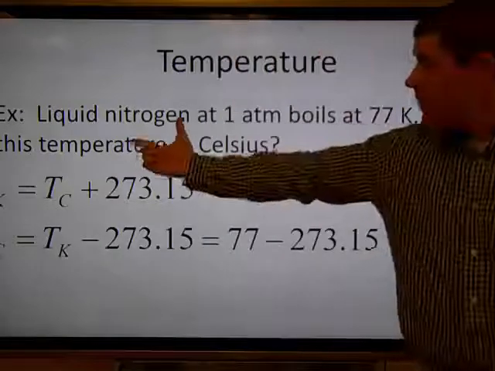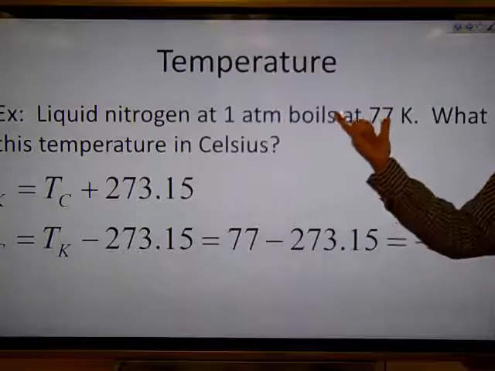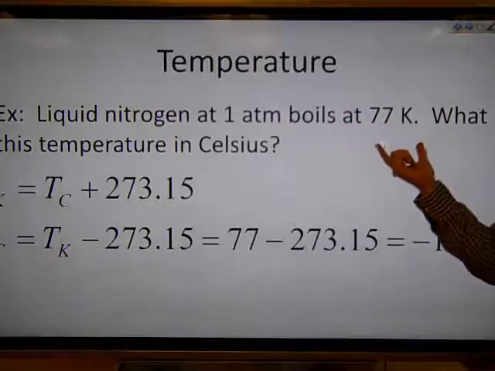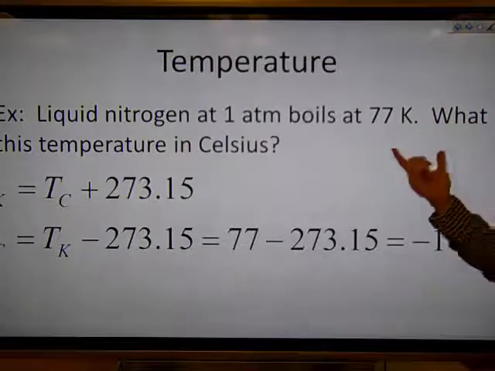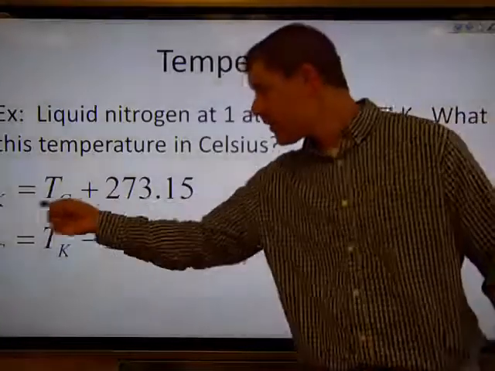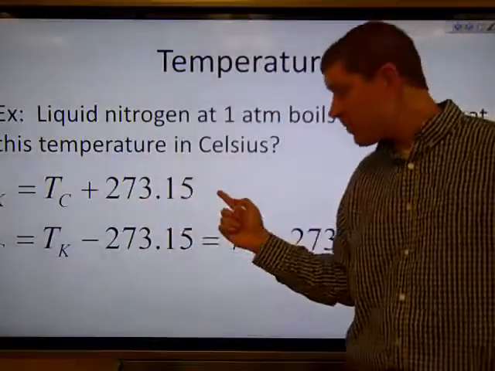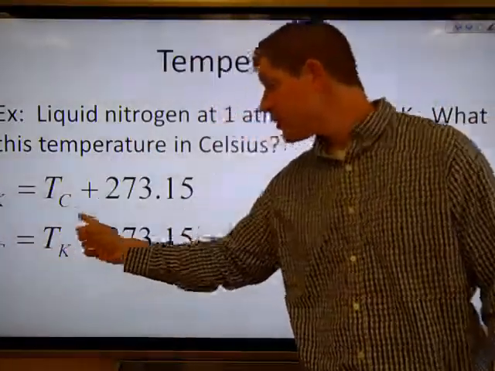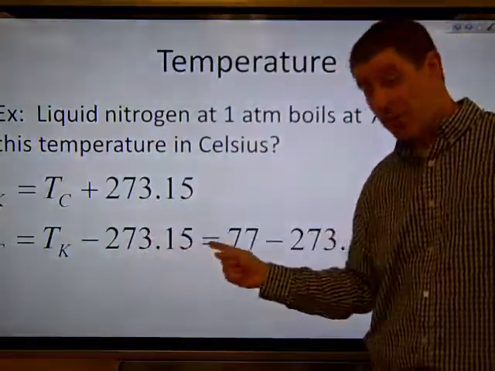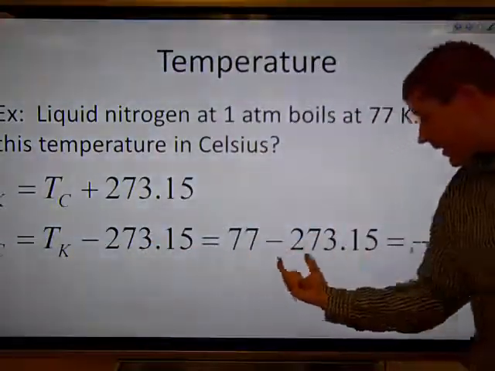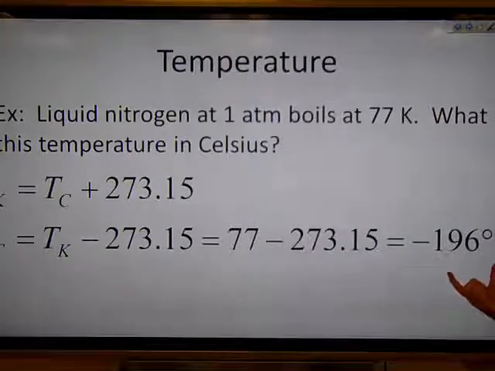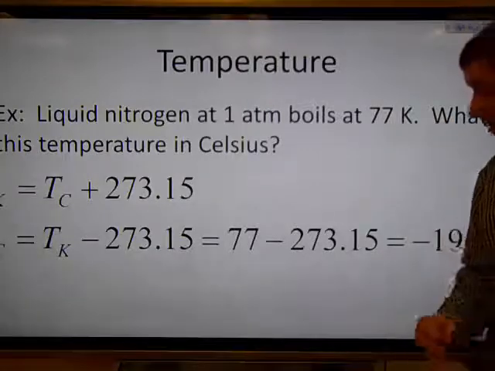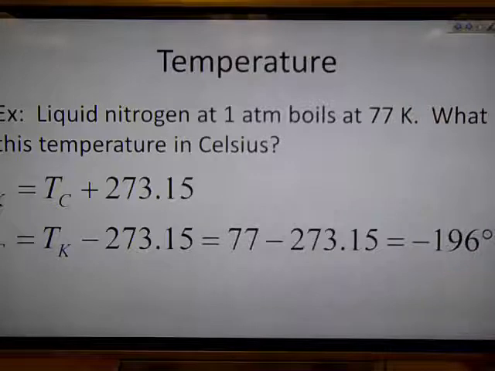So if we want to look at another example, liquid nitrogen at 1 atmosphere boils at 77 Kelvin, again, not degrees Kelvin, and we want to know what temperature this is in Celsius. Well, we know that the temperature in Kelvin is equal to the temperature in Celsius plus 273.15, which means that the temperature in Celsius is equal to the temperature in Kelvin minus 273.15. So that's 77 minus 273.15, which gives us minus 196 degrees Celsius. So nitrogen, which is 80% of the air that we breathe, boils at minus 196 degrees Celsius.